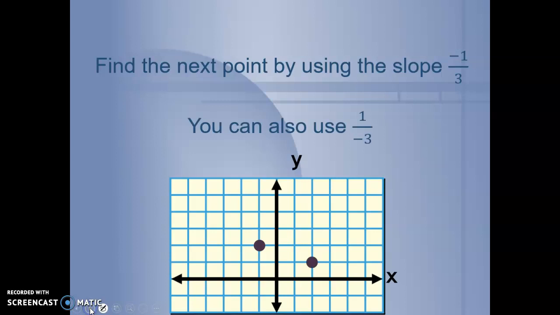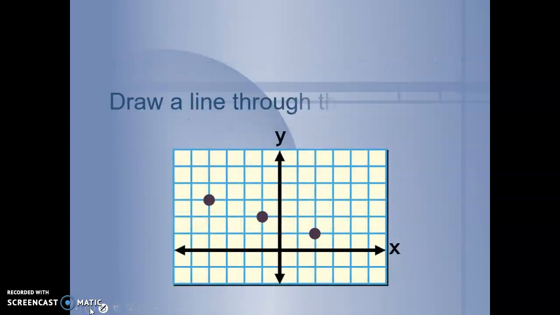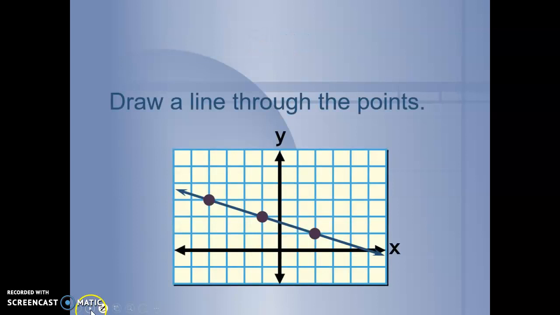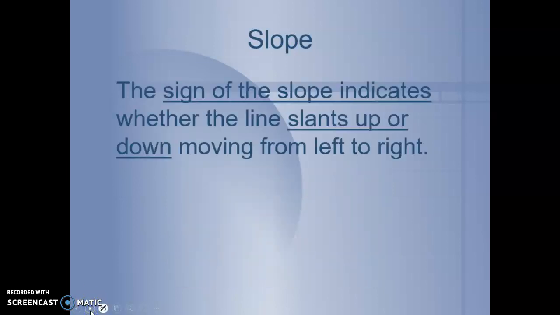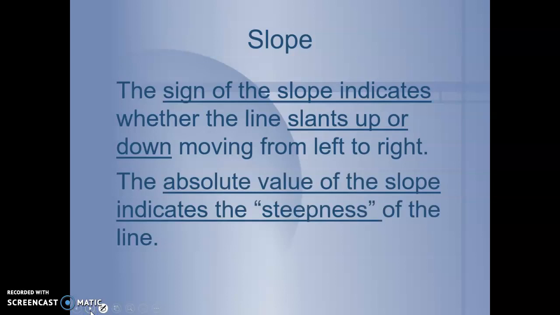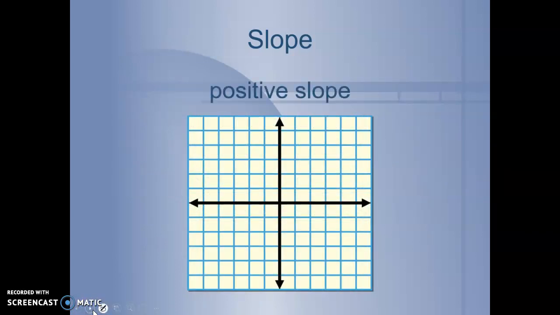We're going to finish what I just said. We can use -1, 3 or 1, -3. Draw a line through the points. And that is our line there. The sign of the slope indicates whether the line slants up or down, moving from left to right. And the absolute value of the slope indicates how steep that slope is.